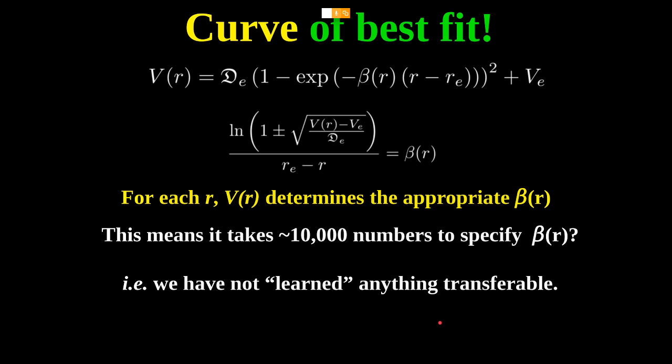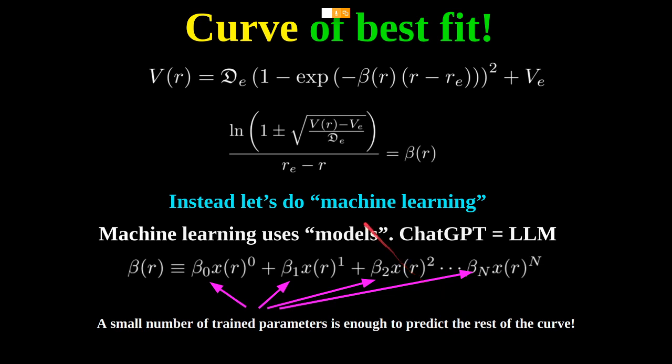A photocopier is literally just copying a bunch of things. If you ask it a new question, if you give it a new thing to print, it's not going to know what to print because it hasn't learned anything. It has just copied things mechanically. So let's do machine learning. Let's actually learn something. Machine learning uses models.